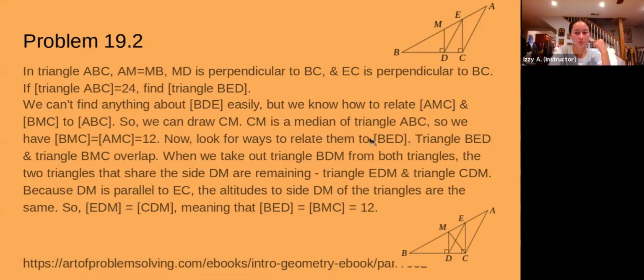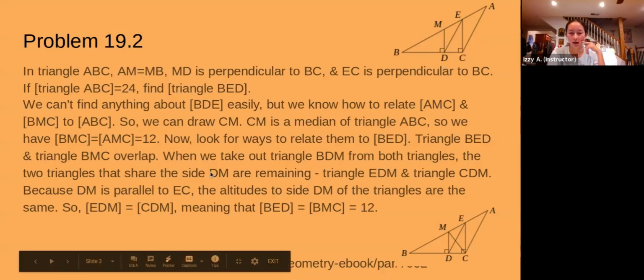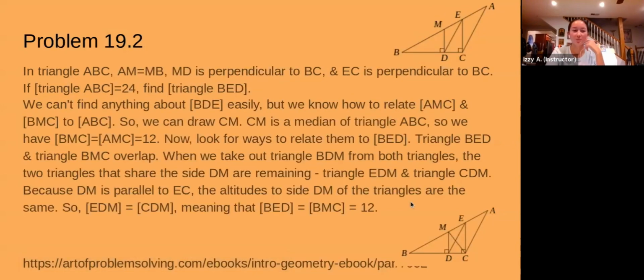Now look for ways to relate them to the area of triangle BED. Triangle BED and triangle BMC overlap. When we take out triangle BDM from both triangles, the two triangles that share the side DM remain, triangle EDM and triangle CDM. Because DM is parallel to EC, the altitudes to side DM of the triangles are the same. So the area of triangle EDM is equal to the area of triangle CDM, meaning that the area of triangle BED is equal to the area of triangle BMC, and that is going to be equal to 12.